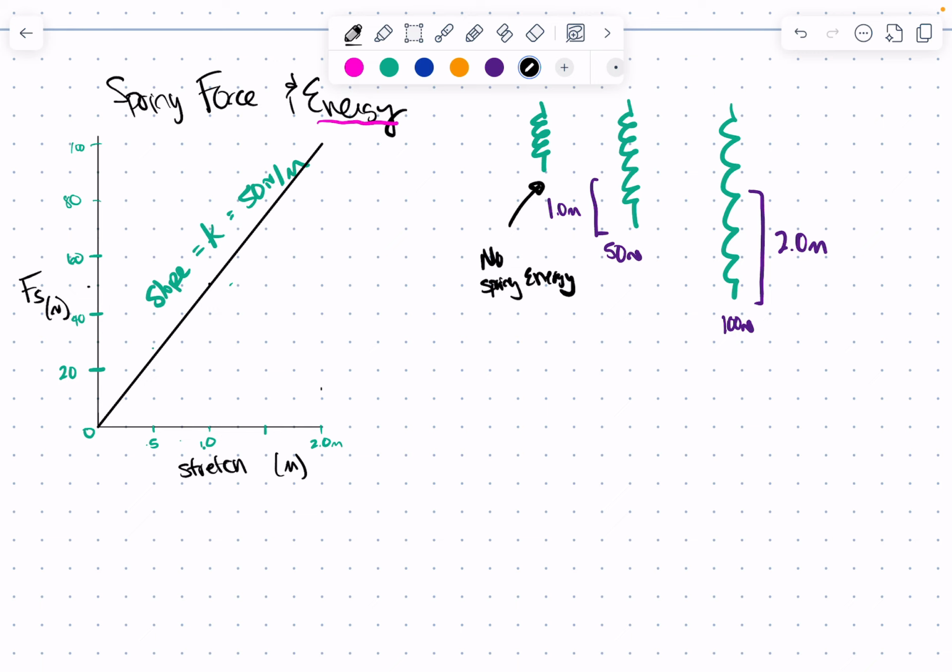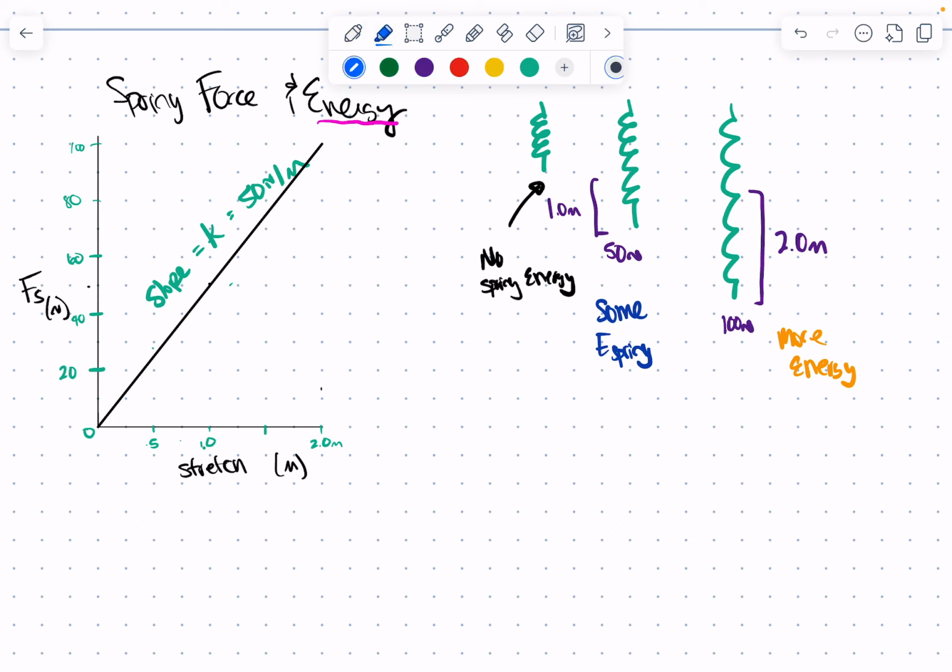Perfect. Now, what you'll notice here is if we look at the graph, we can see that there's going to be some spring energy when this is stretched 1 meter, and then there's going to be more energy when we stretch the spring to 2 meters. And we can actually also see that based on the graph.